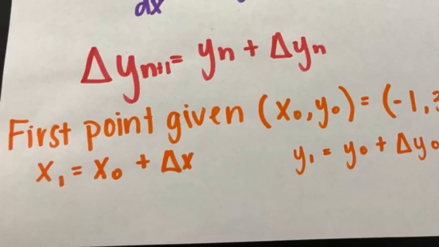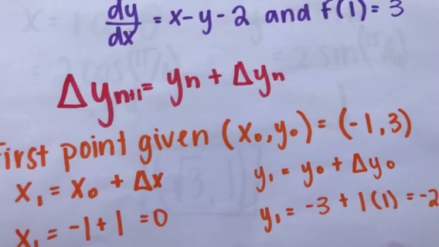The first point given is the x0 and the y0, which is -1, 3. To find the x1, you use the x initial plus the change of x. And to find the y1, you use the y initial plus the change in y. So the x1 is -1, and the change in x is 1, which equals 0. And the y initial is -3, plus the change in y, which is 1 times 1, which equals -2.